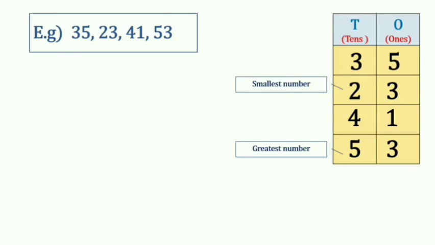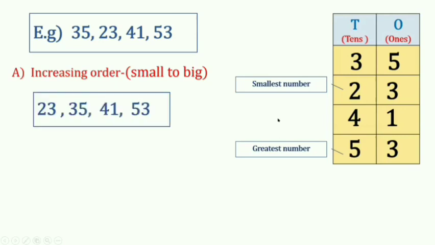Now we know 23 is the smallest number and 53 is the greatest number. So let's arrange these numbers in increasing order. As I said, increasing order means the number should be from small to big, right? Do you remember this trick? So we will start first from smallest number, that is 23. Then after 23, we will write down 35, then 41, and at last the biggest number, that is 53.